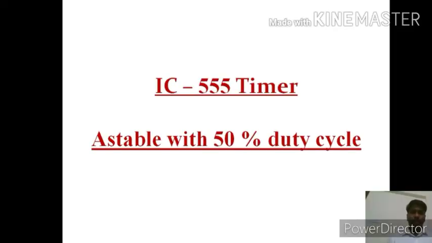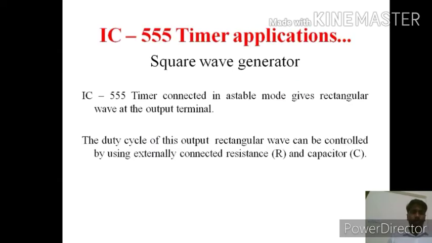Okay, students. Today we will learn the working of IC 555 timer astable with 50% duty cycle. IC 555 timer can be used to generate a rectangular waveform at the output terminal. The duty cycle of this output rectangular waveform can be controlled by using externally connected resistance R and capacitor C. Now let us see what is the meaning of duty cycle and what is its importance.